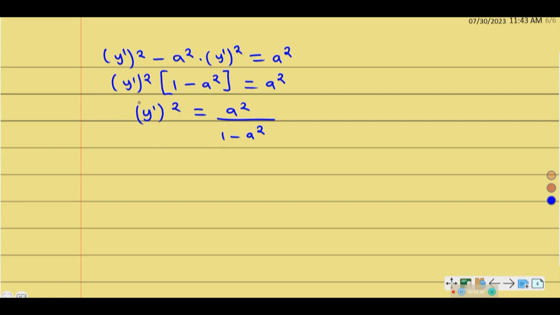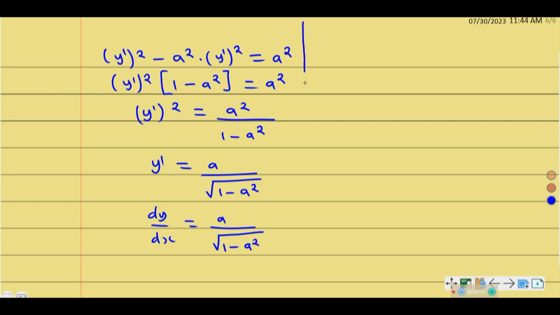So having obtained that, let us take the square root on both sides. So we shall obtain y' equal to a over the square root of 1 minus a squared. So we have our y' as a over the square root of 1 minus a squared. This is easier to solve. y' remember represents dy/dx. So we have dy/dx equal to a over the square root of 1 minus a squared.